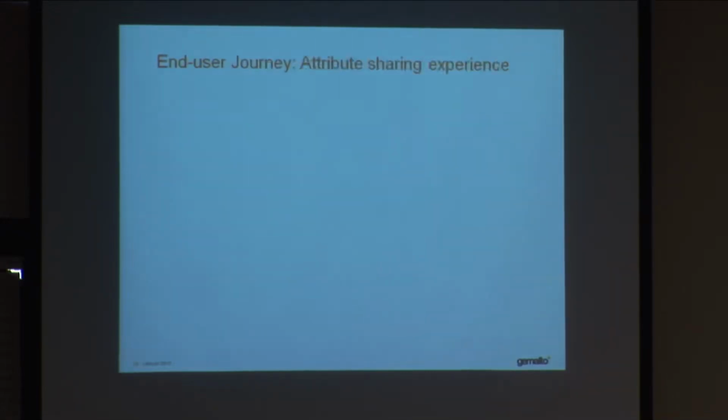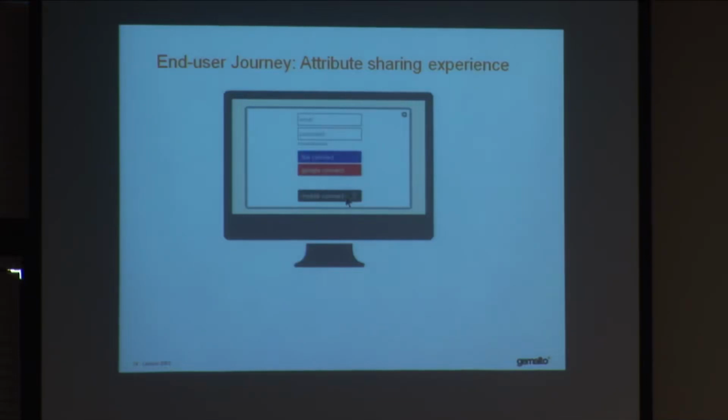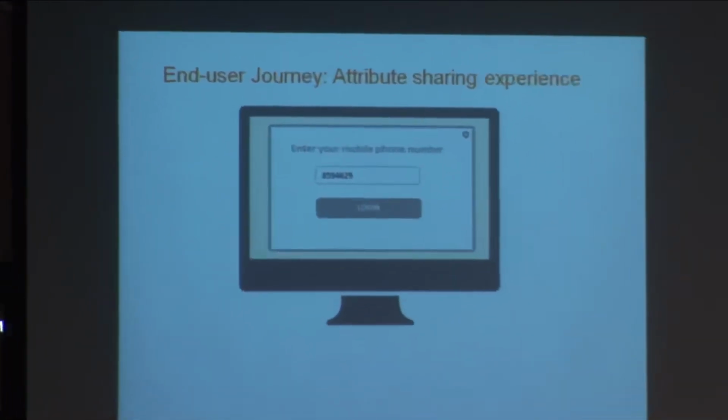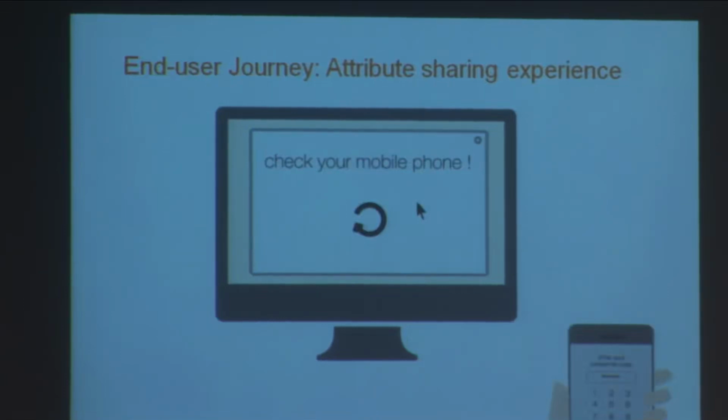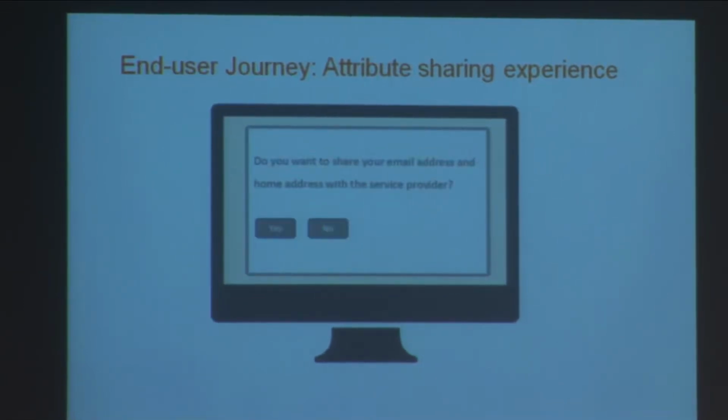So next we have the attribute sharing experience from the end user perspective. Again, the end user goes to the service provider page and clicks on the Mobile Connect button. Then he's presented with the page to enter his mobile phone, as we've seen before. Check your mobile, then enter your PIN code. And then the identity provider will prompt the user whether he wants to share, in this case, his email address, home address, or any other personal information with the service provider. Now, if the user clicks no over here, the authentication will still go through, but when the service provider asks the identity provider for these user attributes, the identity provider will not provide them.